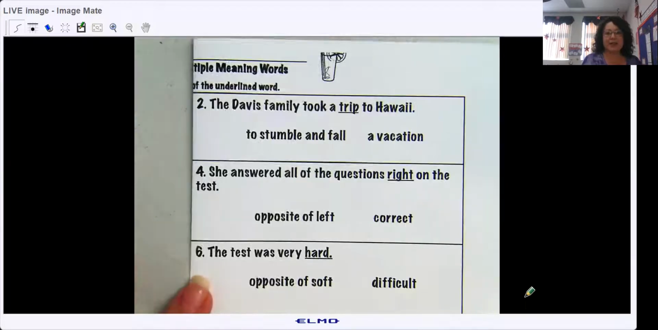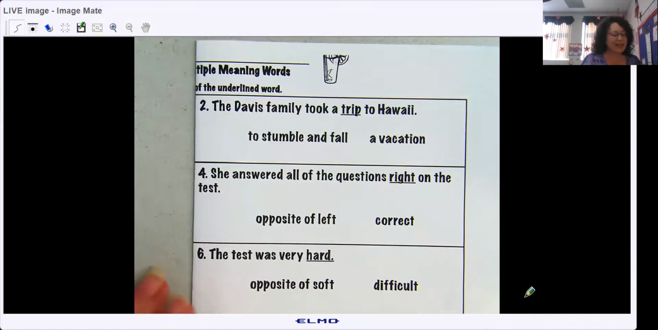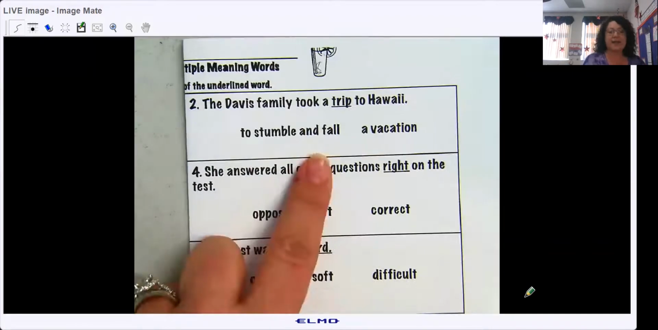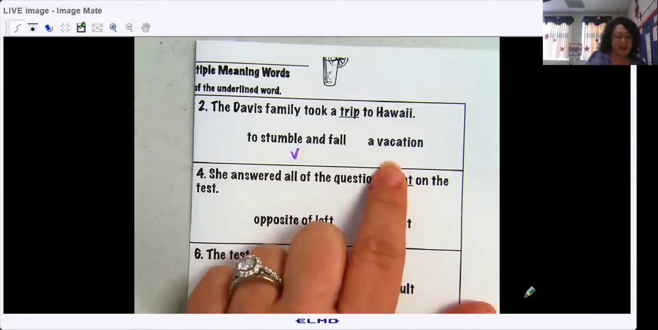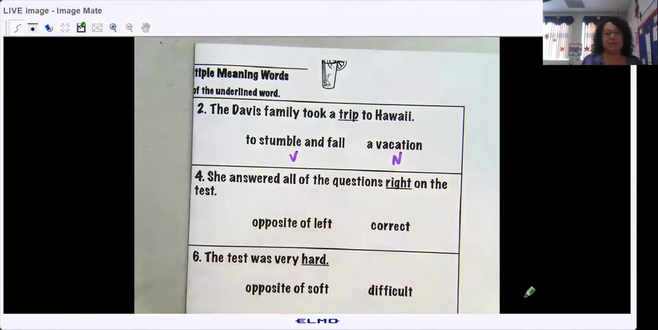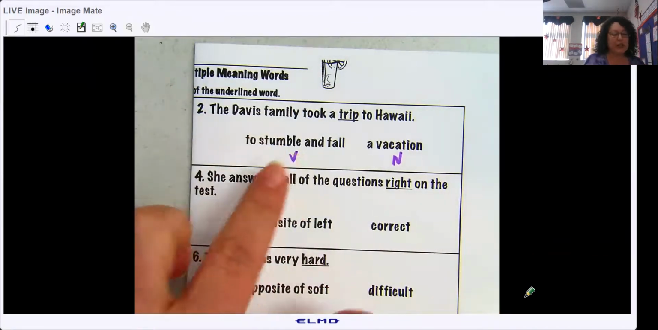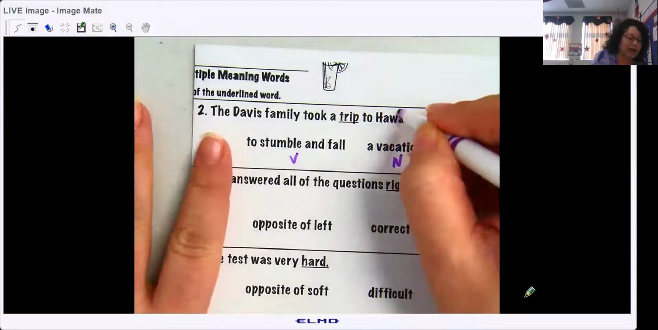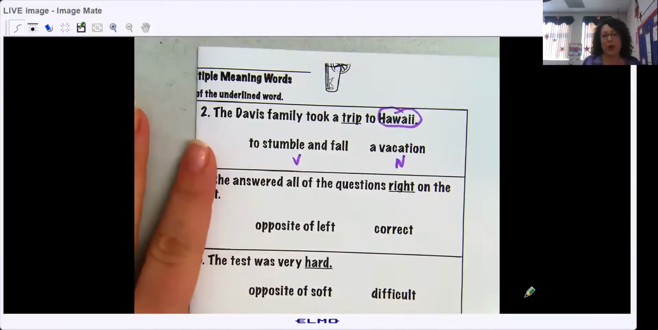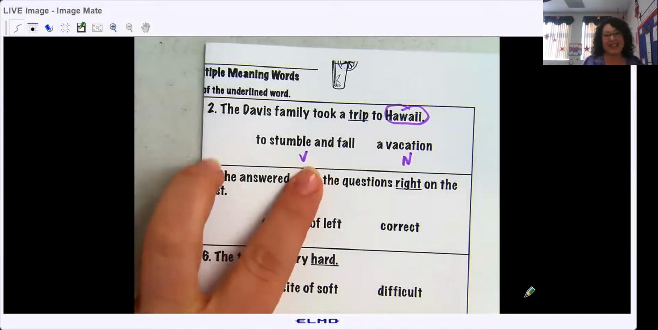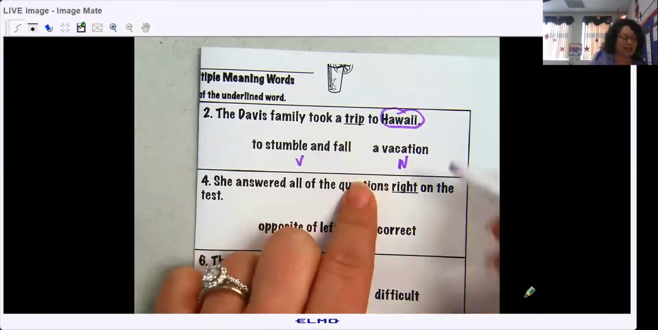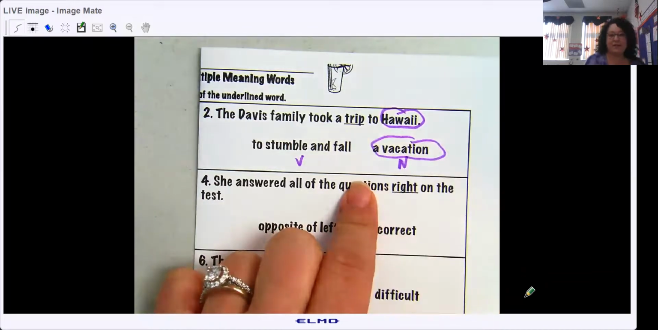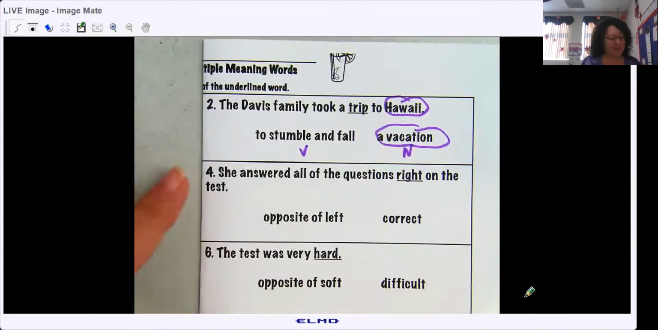All right, let's keep going. The Davis family, hi Davis boys. The Davis family took a trip to Hawaii. To stumble and fall, that's a verb, that's an action, right? A vacation is a noun, it's a thing. The Davis family took a trip to Hawaii. That's our clue there, Hawaii, it's a place, which means they didn't stumble and fall there. Hawaii trip is the vacation. See, this isn't too bad, is it?